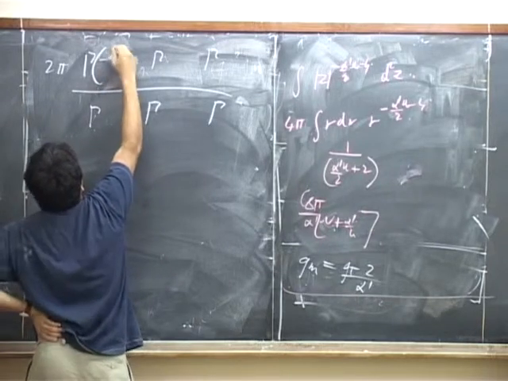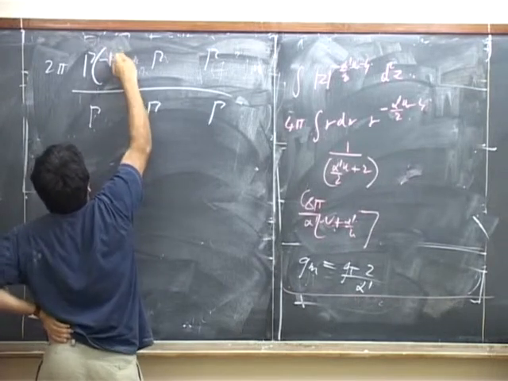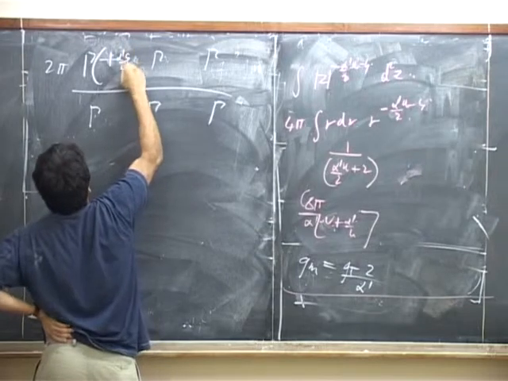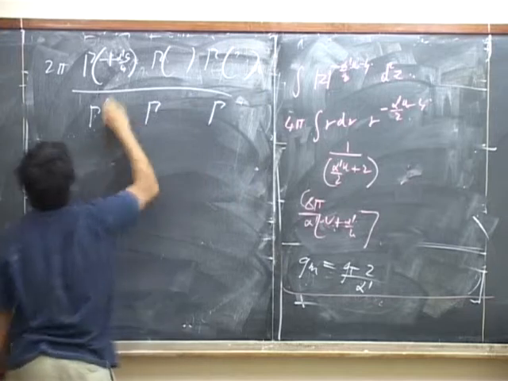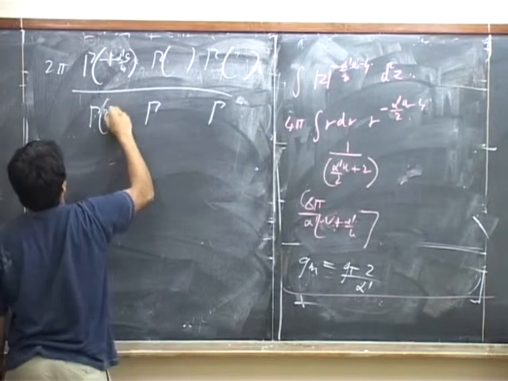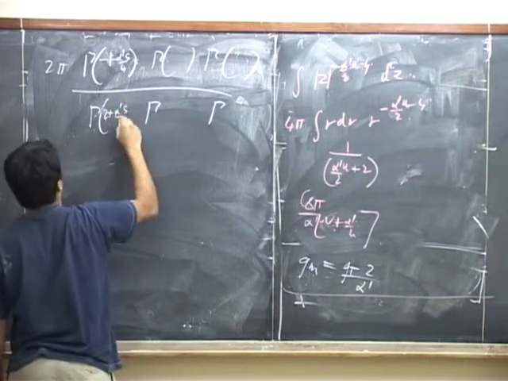Minus 1 minus alpha prime s by 4. Minus 1 minus alpha prime t by 4. Okay, and then similarly. Right. And plus alpha prime u by 4. And similarly.